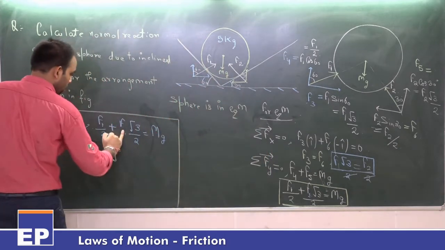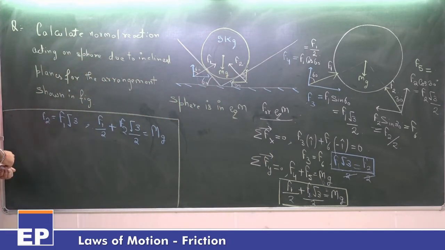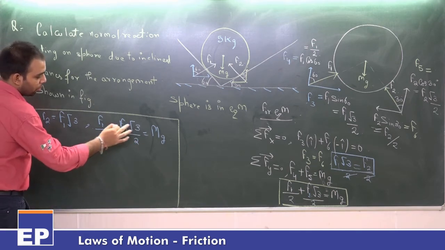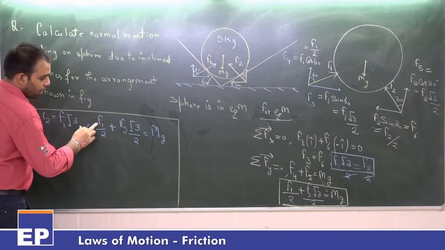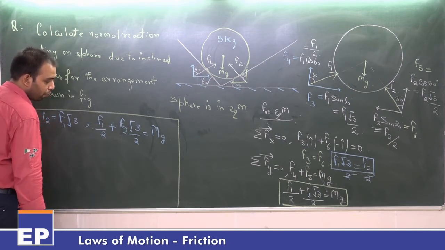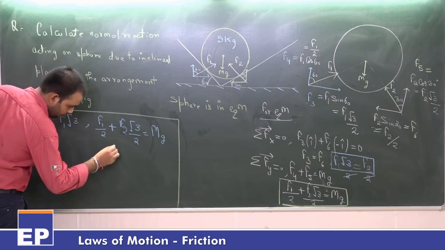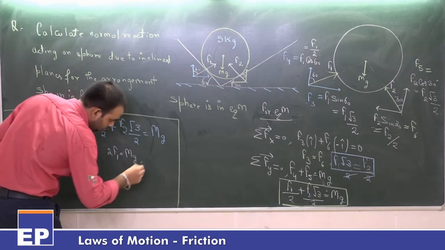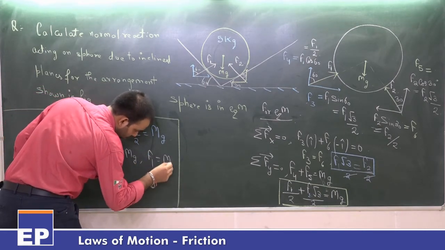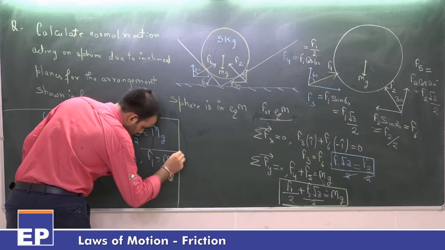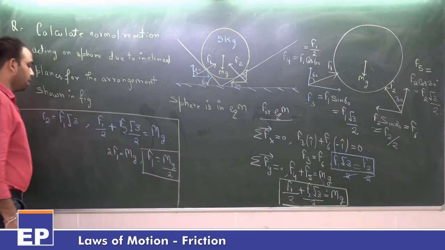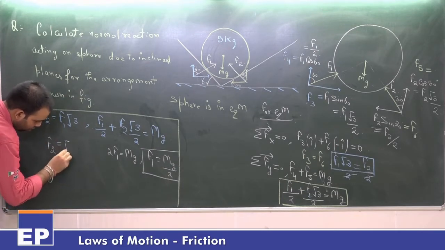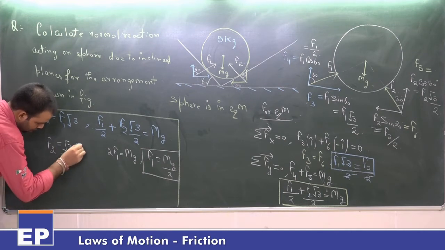It is f2. What is the value of f2? f2 is f1 root 3. यहाँ डाल दो. तो अगर f1 root 3 डालोगे तो it will become 3f1 by 2, and it is f1 by 2, that will become 4f1 by 2, that will become 2f1. 2f1 is equal to mg. So f1 is equal to mg by 2. f1 को यहाँ डालो तो what is f2? √3 by 2 mg.